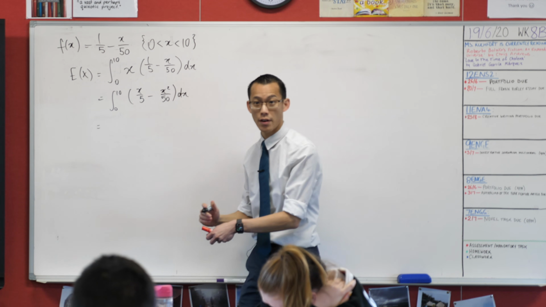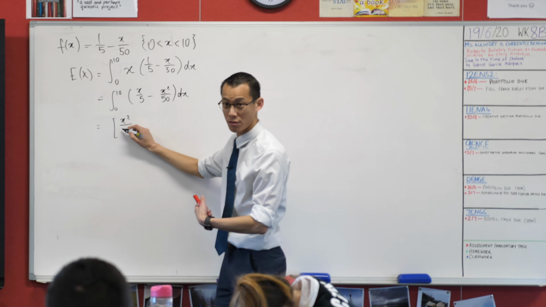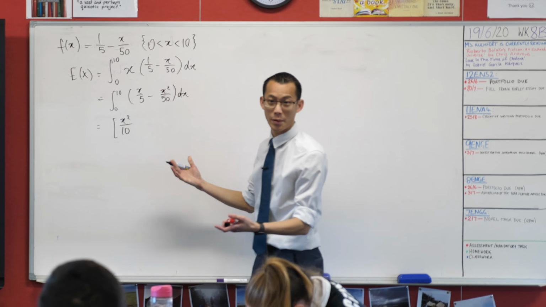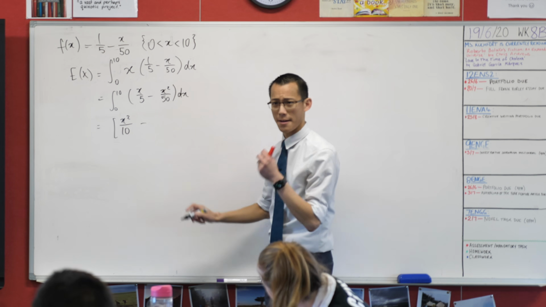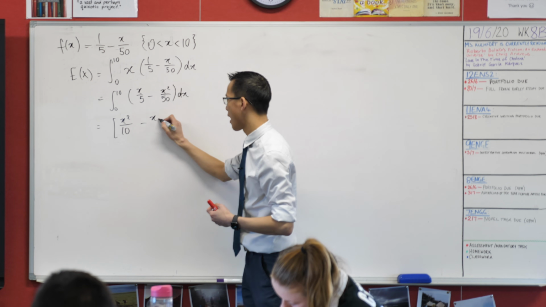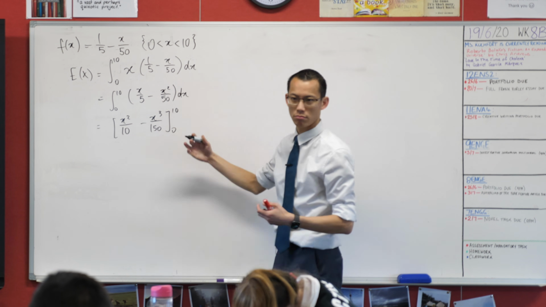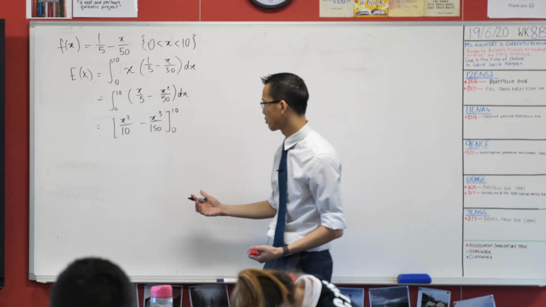Okay. Integral of x on 5. So x squared over 10. X squared, and then I divide it by the 2 with the 5 that's already there. That's why we get x squared on 10. What about this guy? X cubed over 150. Fantastic. And then I'm going to evaluate from 0 to 10. Looks good so far.